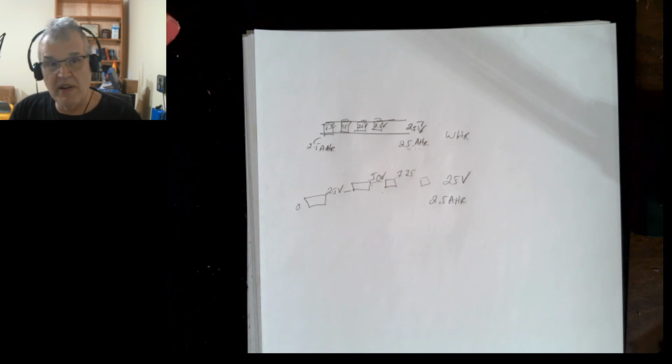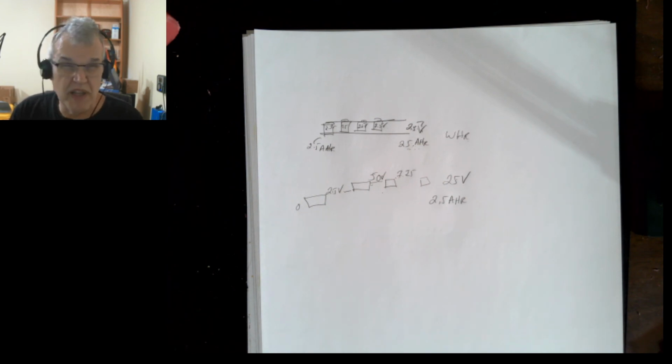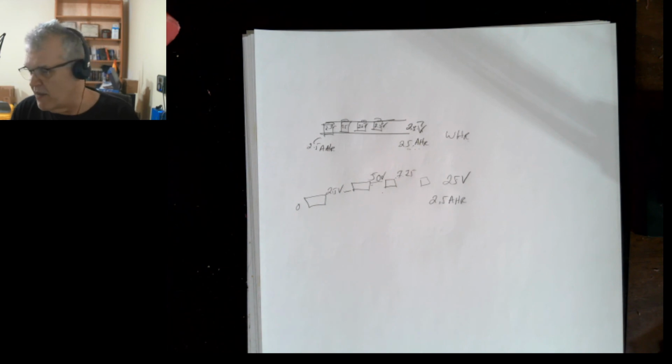So, series and parallel. If you want to get around 24 volts for lithium ion batteries, typically you're going to do a 7S. If you want 48 volts, you're typically going to do a 14S. That's the way it typically works out.